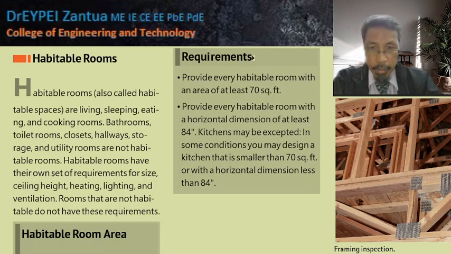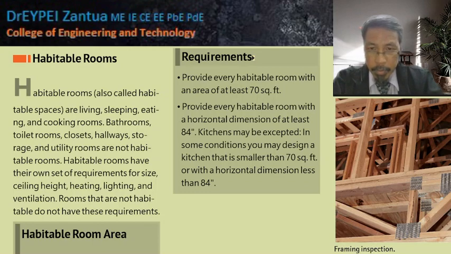Let's talk about habitable rooms. So, what do we mean by habitable rooms? It could be habitable spaces. It includes living room, sleeping room, eating room or dining rooms, cooking rooms or kitchen. Bathrooms and toilet rooms, closets, hallways, storage, and utility rooms are not habitable rooms. Okay?